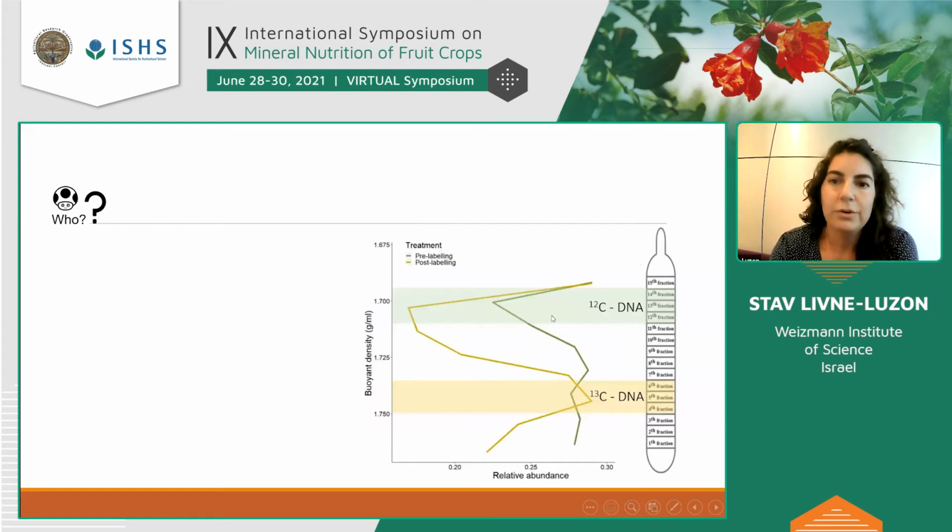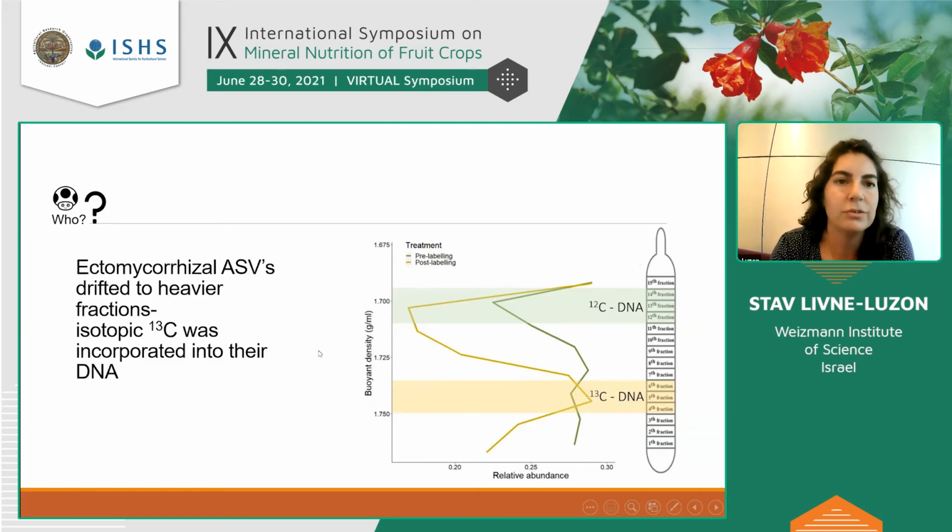So then we actually look for these types of graphs. You can see here on the x-axis the relative abundance of a single species, and on the y-axis you see the buoyancy density, which is equivalent to the different fractions we have. So in yellow you can see the heavier fraction, which is supposed to have the C13, and in green you see the lighter fractions which have the C12. And what we basically look for is these tiny yet significant peak shifts, where a species has actually incorporated C13 into its DNA and has a higher relative abundance in these higher fractions.